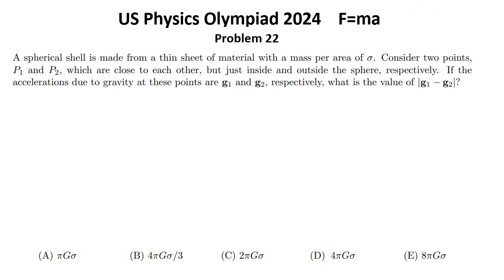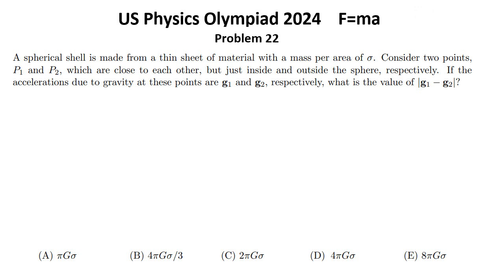Problem number 22. A spherical shell is made from a thin sheet of material with a mass per area of σ. Consider 2 points, P1 and P2, which are close to each other, but just inside and outside the sphere, respectively. If the accelerations due to gravity at these points are g1 and g2, respectively, what is the value of the absolute value of g1 minus g2?